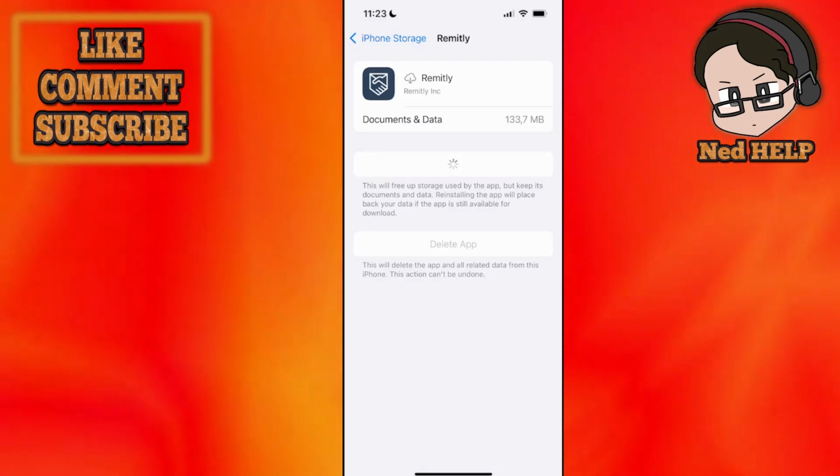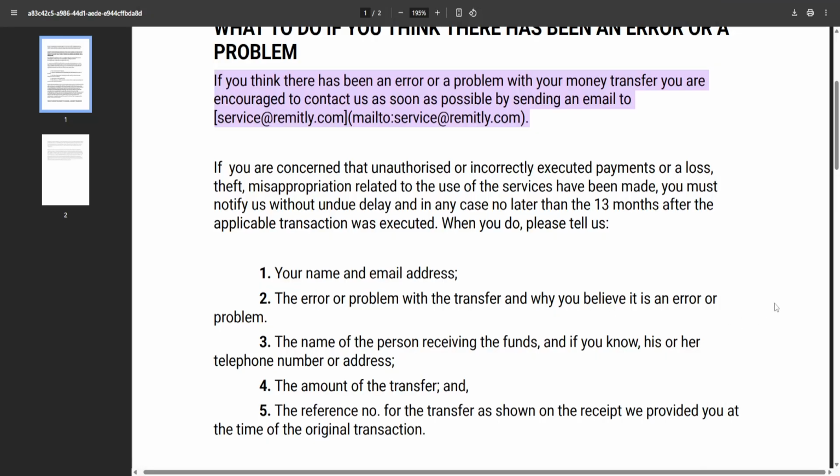If it still doesn't work, then what you can do is this. If you can't track a money transfer, if you haven't received a money transfer, then you will email them at this email address, and this is the information that you need to include: name and email address, the error or problem with the transfer, the name of the person receiving the funds, the amount of the transfer, and the reference number. So I hope this helps you out.